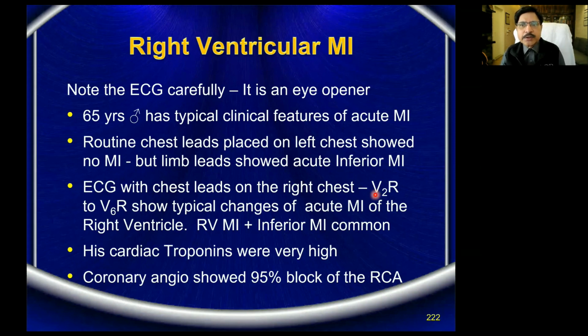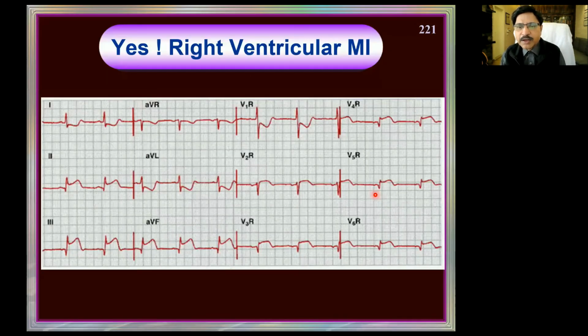A 65-year-old with typical clinical features of acute MI. Routine chest leads placed on the left side showed no MI, limb leads showed acute inferior MI. ECG with chest leads on the right side, V2R to V6R, showed typical changes of acute MI of the right ventricle. It's an inferior MI with right ventricular myocardial infarction. Troponins are very high. Coronary angio showed 95% block of the RCA. So this is an RCA disease. Because of RCA disease, the right ventricle also is supplied by the RCA. So we can see an inferior infarct with a right ventricular infarct. This is a combination.